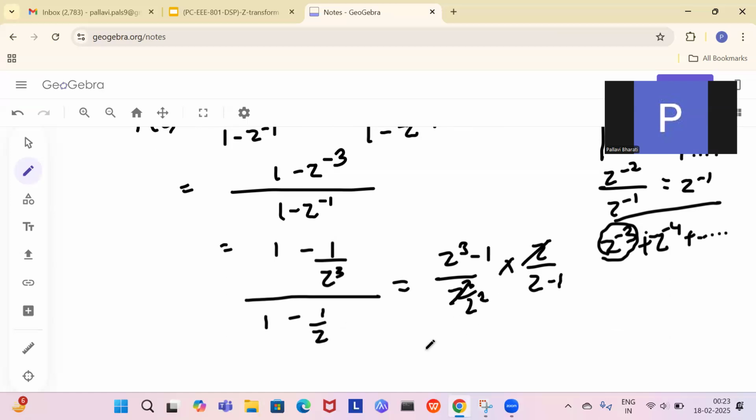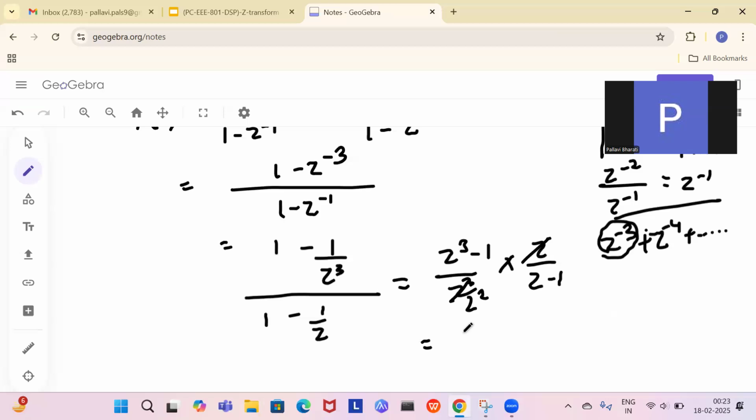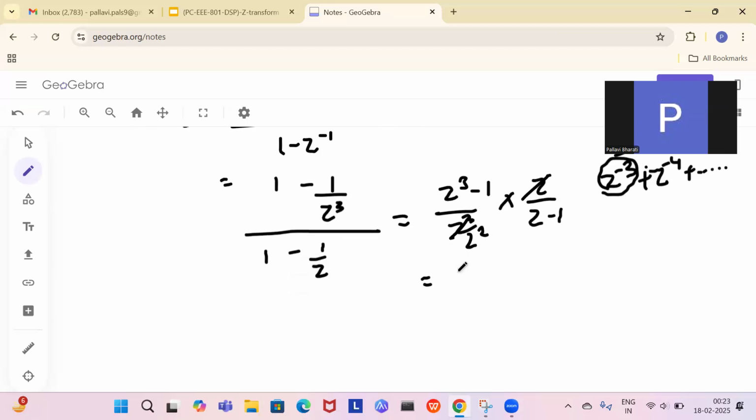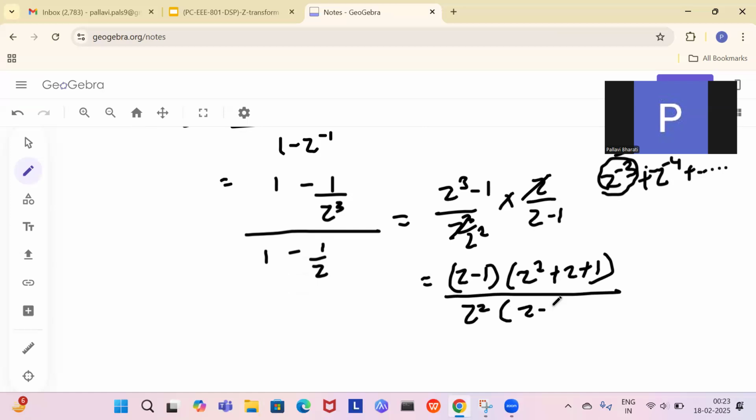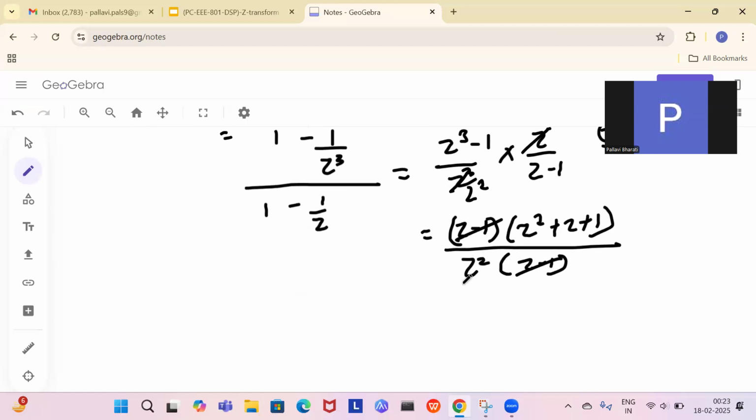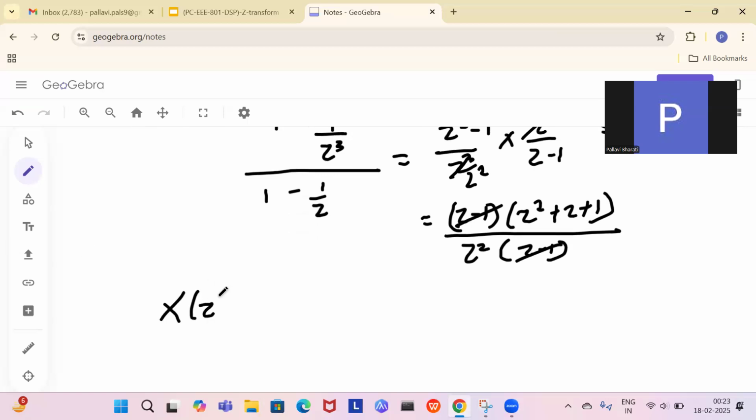And the top one, z cube minus 1, can be written using the formula of a cube minus b cube. That would be z minus 1 times z square plus z plus 1. And again, you have this z square and z minus 1. So these get cancelled. The final answer for X of z is z square plus z plus 1.